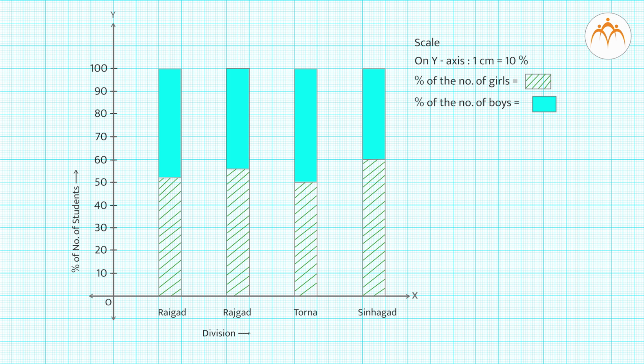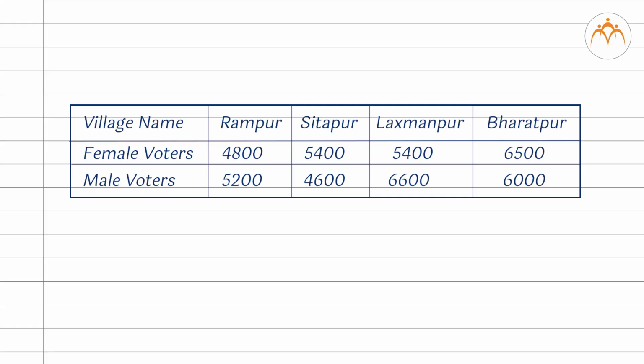So, we can represent information about two or more than two entities using a subdivided or percentage bar diagram. Now let's go with another example. Now see this table first. This table shows the number of female and male voters in 4 villages. Based on this data, let's draw a percentage bar graph.